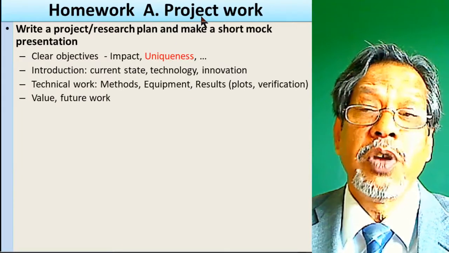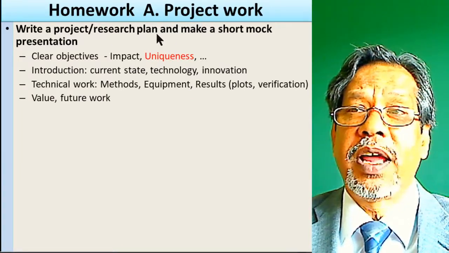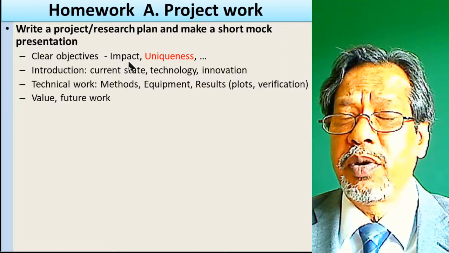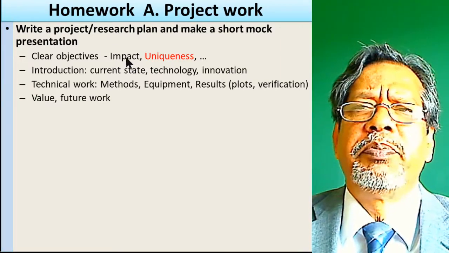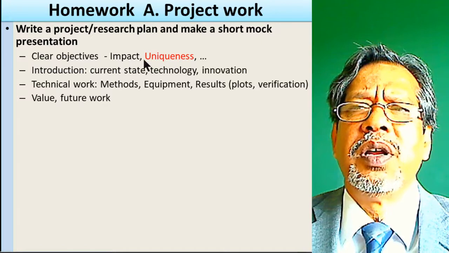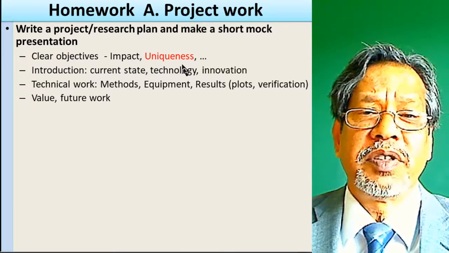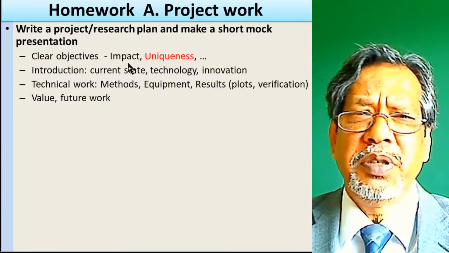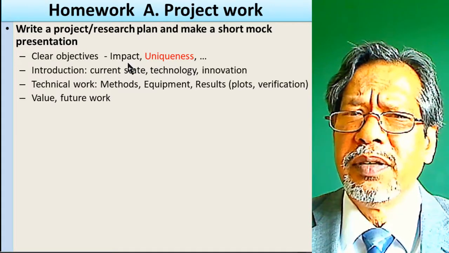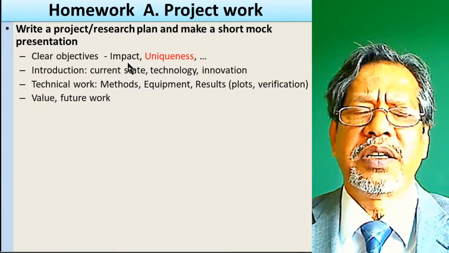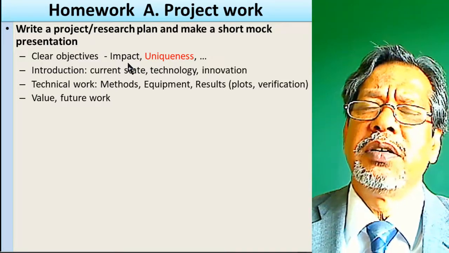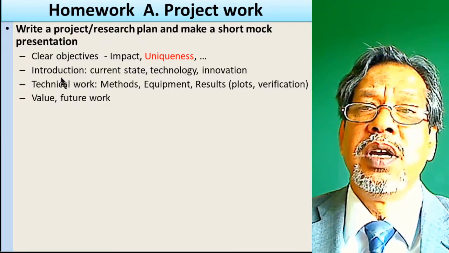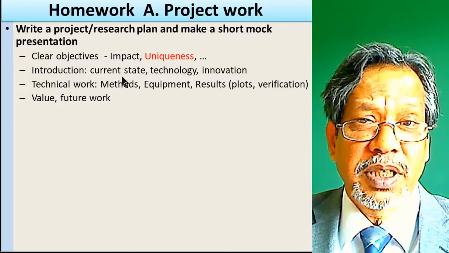Homework. I'll give you two homeworks. One is a project work. Take your project, write the project research plan, and make a short mock presentation to your friends. Okay, clear objective, impact, very important. The proposal you're writing or project that you are working on, how is it unique? How is it different? You may have to exaggerate slightly. That's okay. What kind of impact will it have? People should know that what you are going to talk about is very important. It's not just standard reading from a textbook. It's something new. You've got to somehow convince yourself, then the audience, that it's going to have some kind of impact. Introduction, current state. You've got to tell them what.